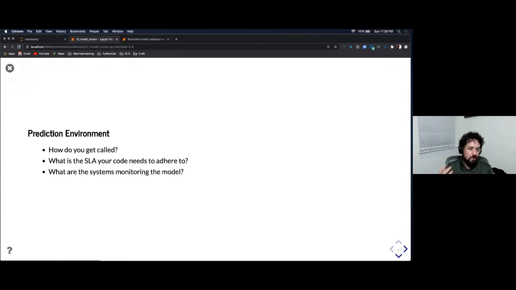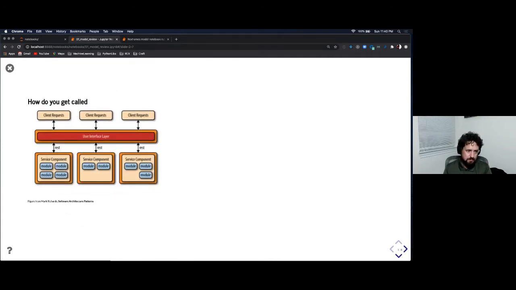Okay, so we know our data sources, we know where they came from, we can tell a little bit about them when they come into our API or our interface, and we can give some appropriate ideas. But what is the actual environment going to look like? How does this model get called? What are some of the SLAs that you need to adhere to when you're thinking about how fast to go with this model? And then what are the systems monitoring the model to make sure it's working? What are its life support systems, if you will?